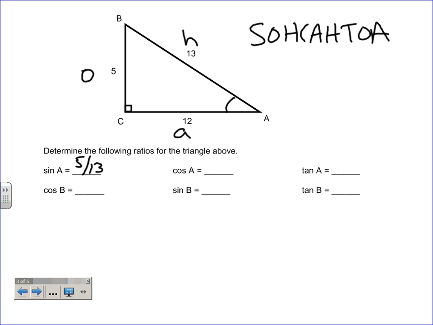Cosine of A is adjacent over hypotenuse, so 12/13. Tangent of A is opposite over adjacent, so 5/12. Any questions how I came up with any of those fractions?